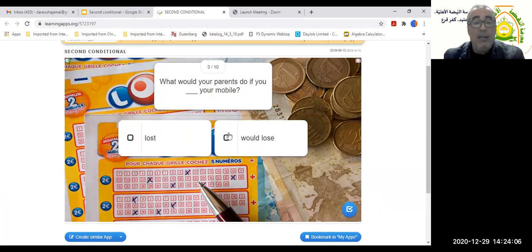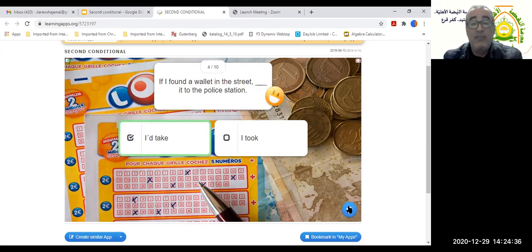What would your parents do if your mobile, if you lost or if you would lose? Excellent. If you lost your mobile. All right. Let's move on. If I found a wallet in the street, it to the police station. This means I would take or I took. What's the answer? Brilliant. I would take it to the police station.